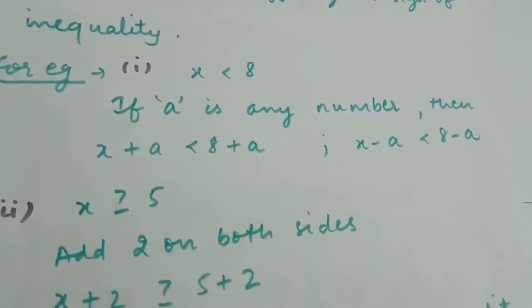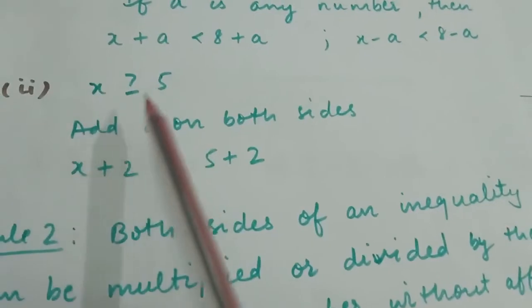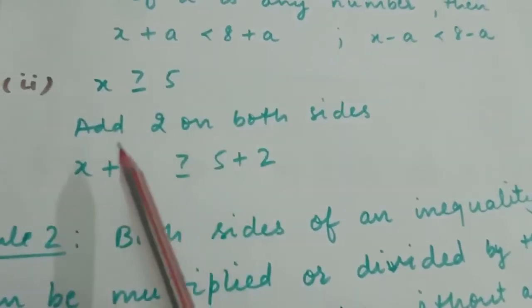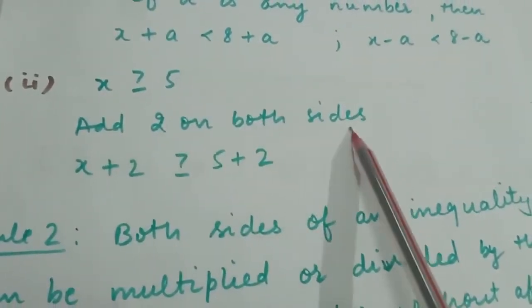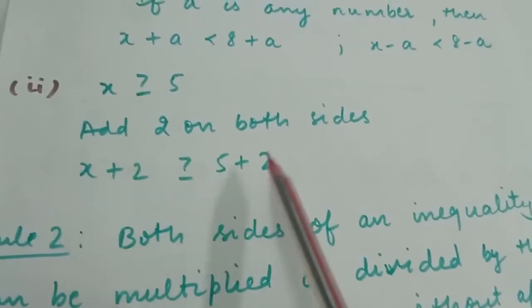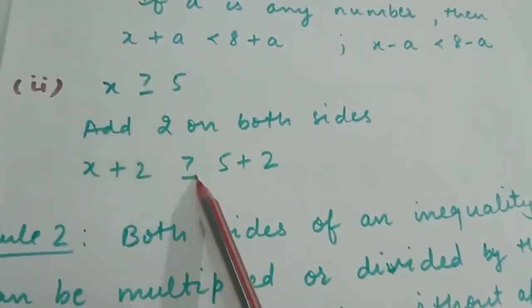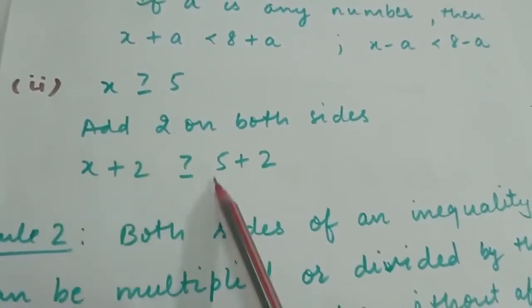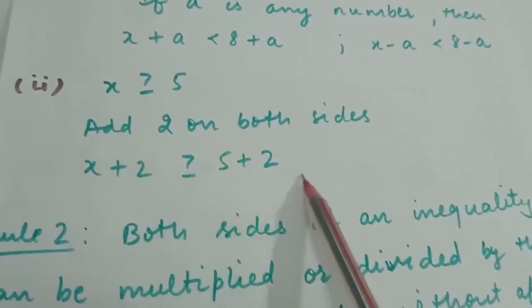Second example: x is greater than or equal to 5, add 2 on both sides. If we add 2 on both sides, the sign of the inequation will not change. It will become x plus 2 is greater than or equal to 5 plus 2.